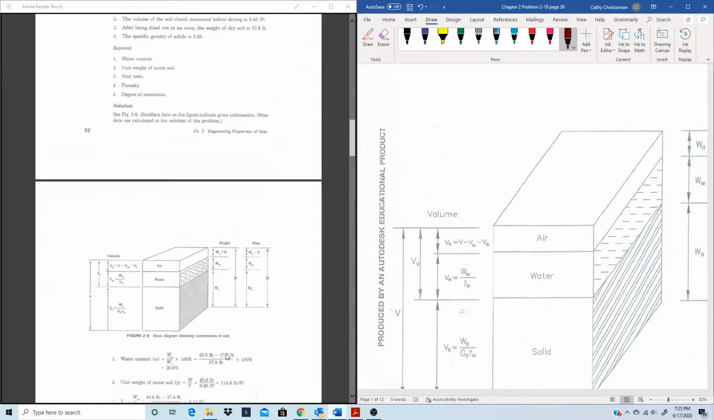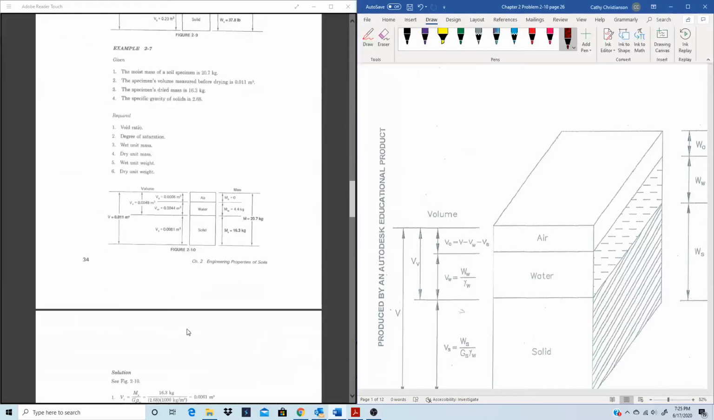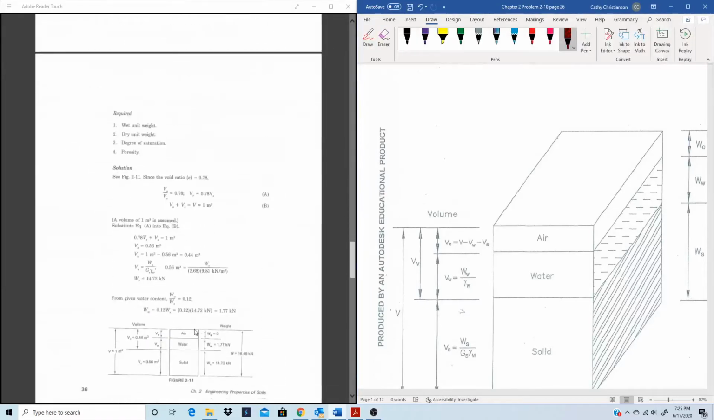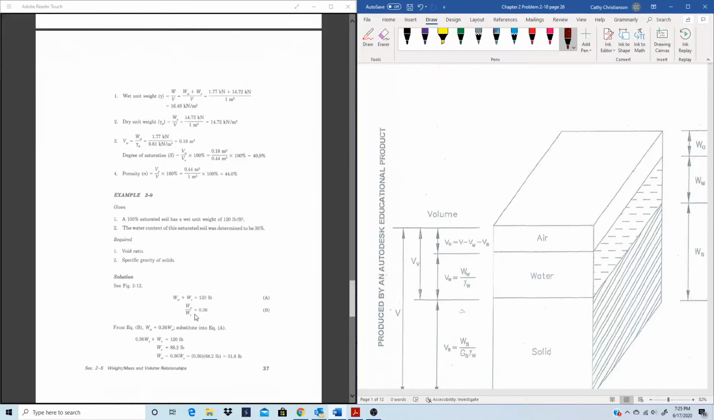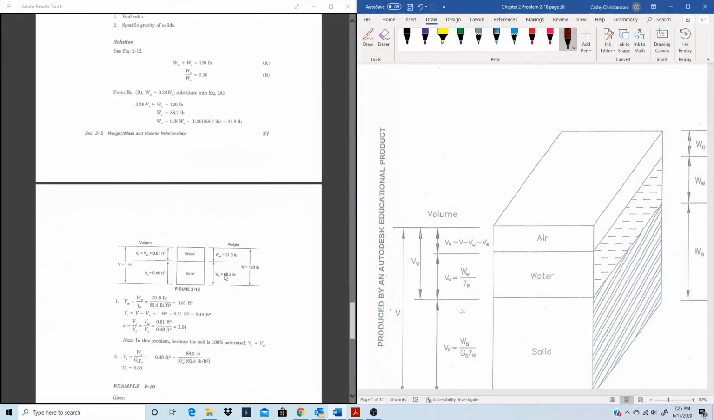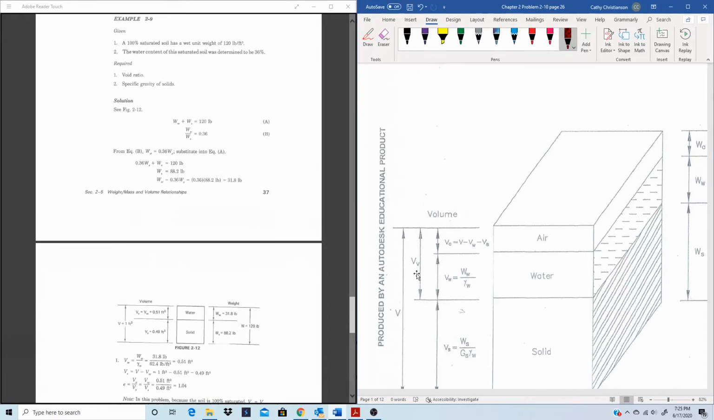Alright, so I'm going to work the one that's 100% saturated. That will be example 2.9. I want to show you, if it's 100% saturated, it means there's no air. So the air that was on top has been completely removed: you've put water on it, you stirred it, you've gotten rid of all the air in it. So the only thing you're left with is water. I'm going to be working this formula over here on the weight side.